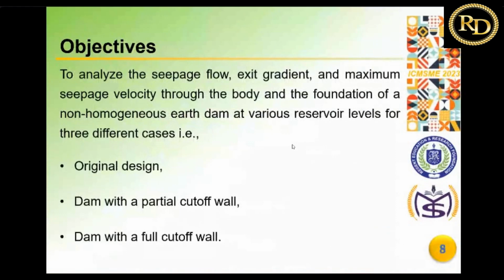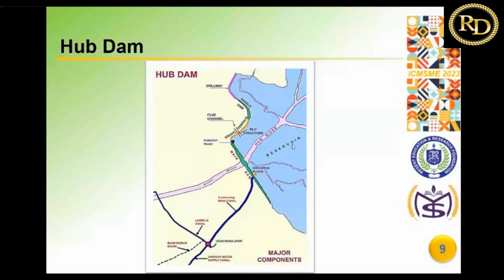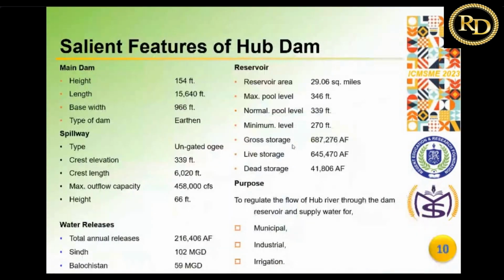The objectives of our study are to analyze the seepage flow, exit gradient, and maximum seepage velocity through the body and the foundation of the non-homogeneous earth dam at various reservoir levels for three different cases: the original design, dam with a partial cutoff wall, and dam with a full cutoff wall. This is the location of Hub Dam. It is located 35 kilometers away from Karachi at Hub River. These are some of the salient features of Hub Dam.